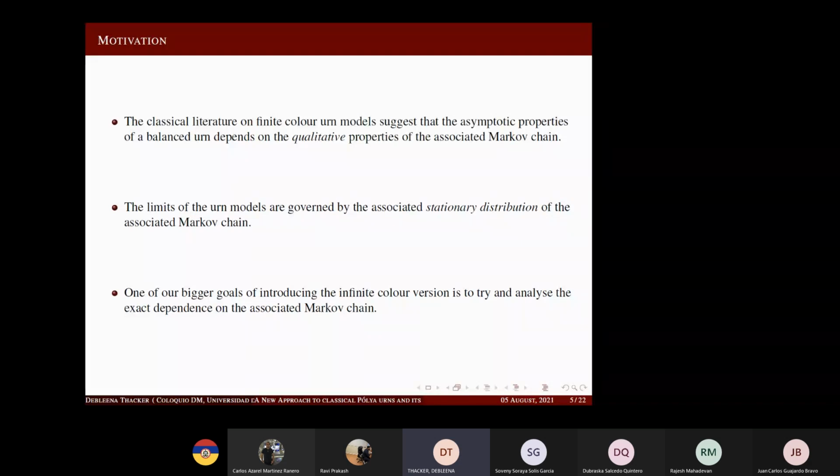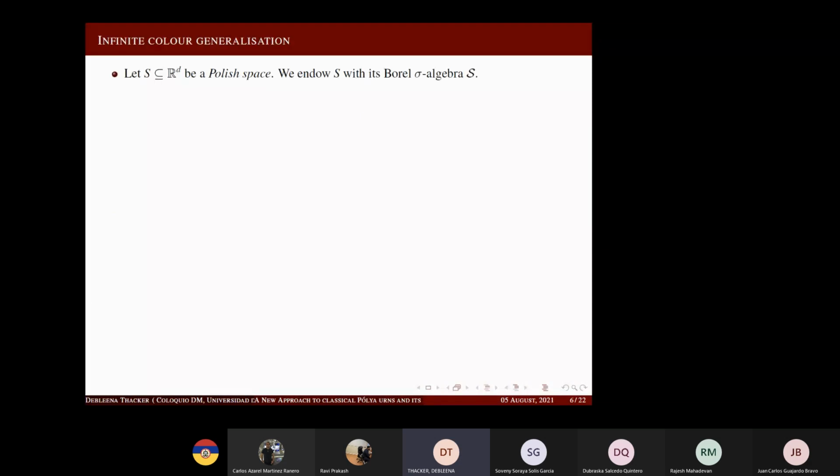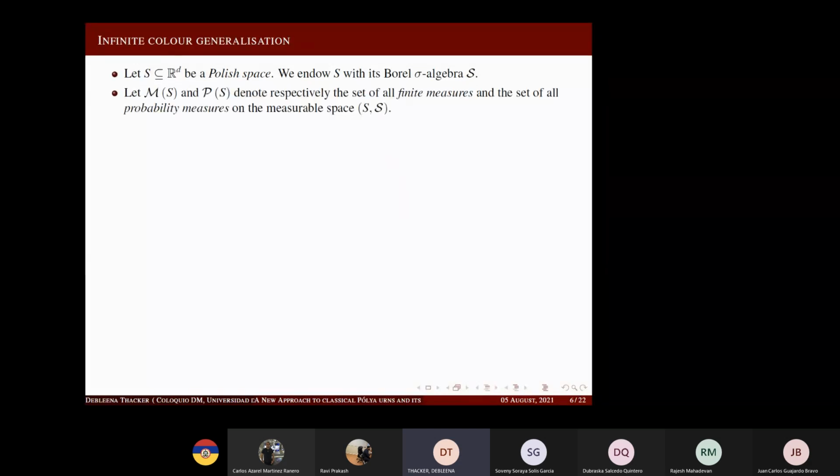And as I said, the infinite color version can now be defined or explained verbatim. So let's just do it in a flash. You can just copy paste what we had for the finite two color case. Let's say we are in a Polish space. The set of colors S is some Polish space. We put some nice sigma algebra on it. We define the finite measures, which we denote by this calligraphic N, and this calligraphic P is the set of all probability measures.